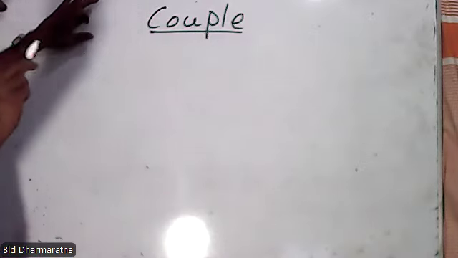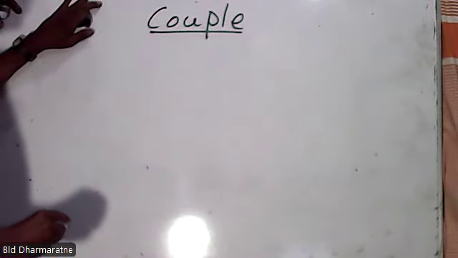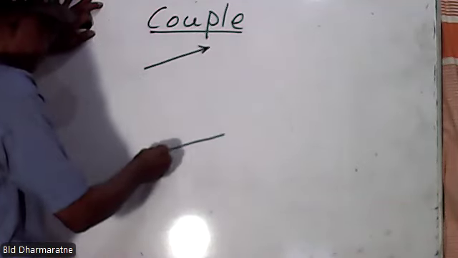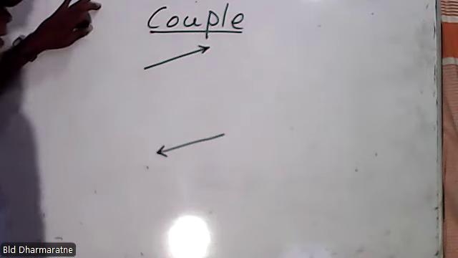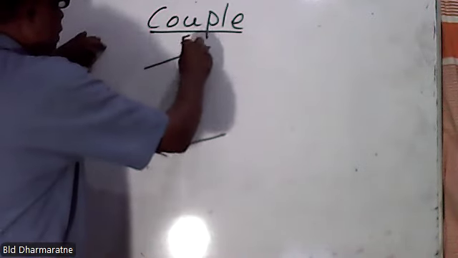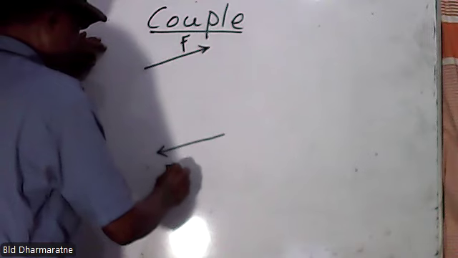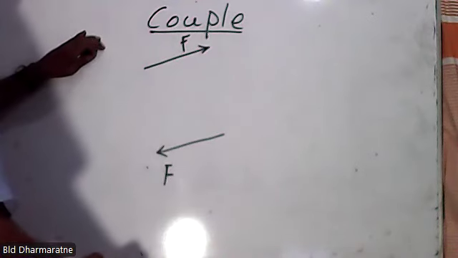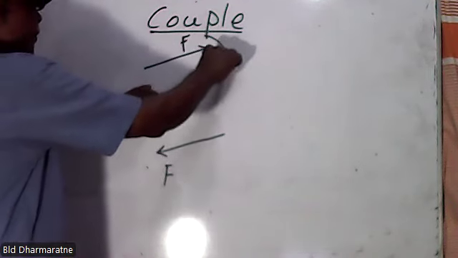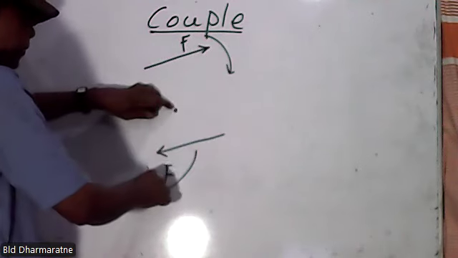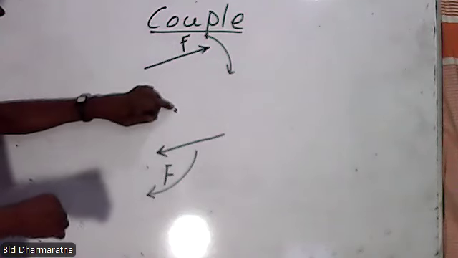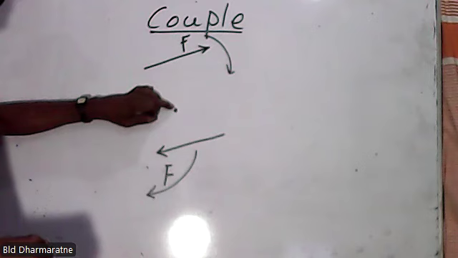Two parallel forces, not on the same line, generate the couple. Here, this force is acting in this direction, and this force in this direction. The moment of the two forces about a particular point is clockwise, and this is also clockwise. Actually, it is rotating. Rotating means it creates the couple.